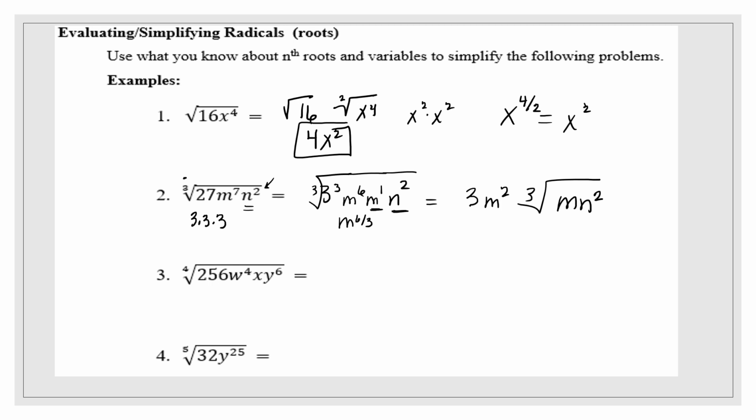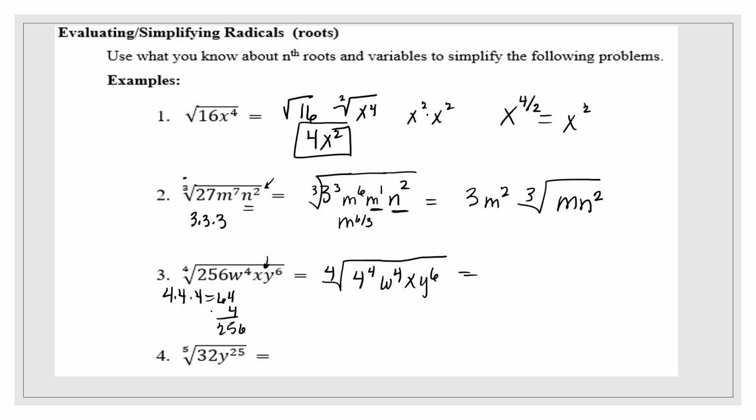The 4th root of 256, w to the 4th, x, y to the 6th. Remember, that lonely little x has x to the 1st. It's a smaller power than the root, so it won't simplify. The 4th root of 256, 4 times 4 times 4 equals 64 from a previous example. If I multiply that through by 4 again, I will get 256. So I can write 256 as 4 to the 4th power. And then I'll keep w to the 4th, x, and y to the 6th.